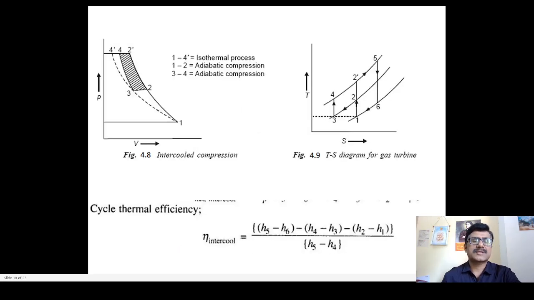This was the representation on the PV diagram, the shaded portion represents the saving in the work done in the compressor by compressing the air in two different compressors, multi-staging compressors, and the temperature entropy diagram is shown in the adjacent arrangement. The equation that is used to calculate the thermal efficiency with the intercooling arrangement is given by the equation mentioned at the bottom of this slide.